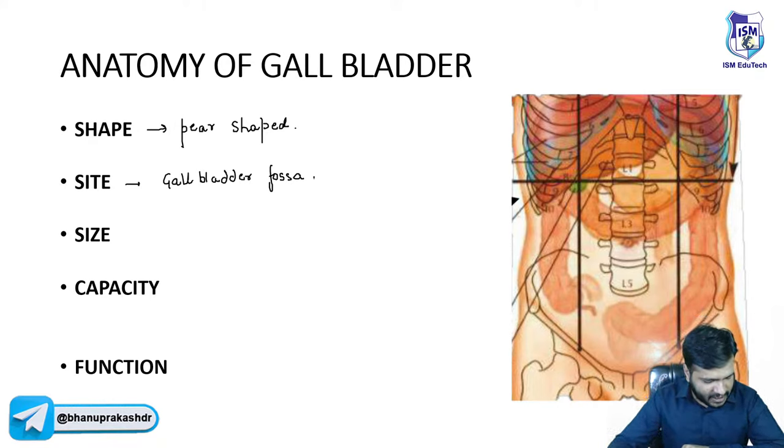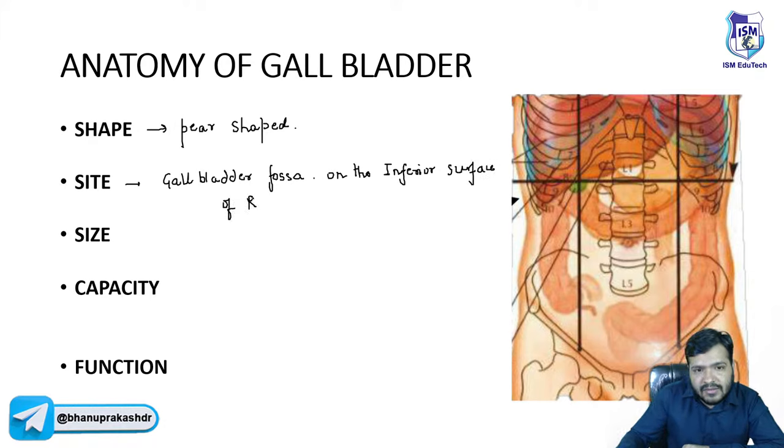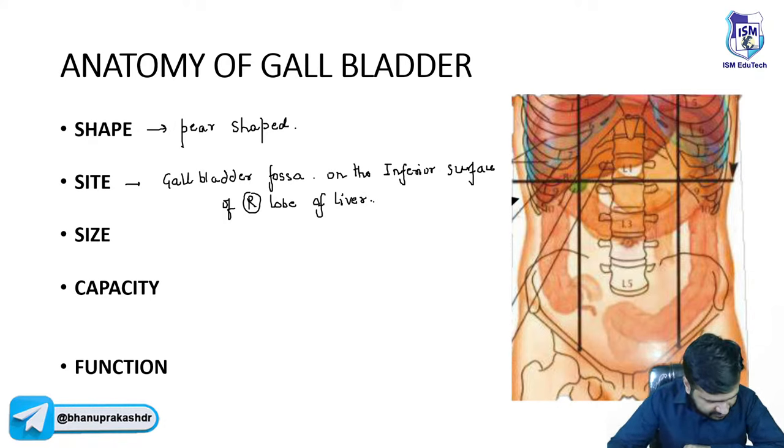Yes, Varun Kashyap, very good beta. It is the inferior surface of the liver. So we have the gallbladder fossa on the inferior surface of the liver. Yes, Garima, Kriti, very good, perfect. It is the inferior surface, and most probably it is the right anatomical lobe of the liver where it is present.